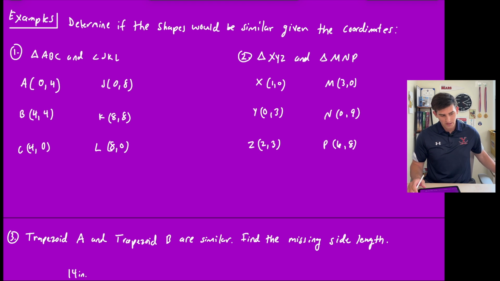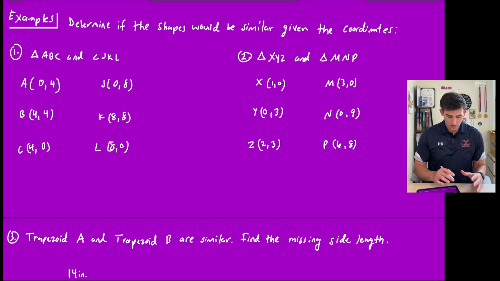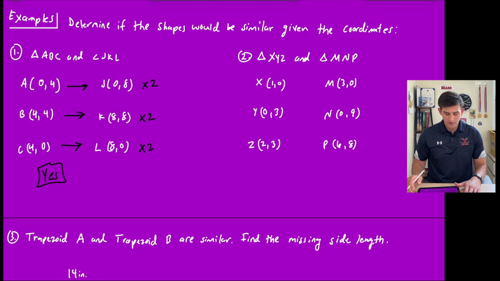We have triangle ABC and triangle JKL. Notice point A, we have 0, 4, and then we get 0, 8. So it looks like we are multiplying by 2 there. Let's see if that pattern holds. 4, 4 to 8, 8, that would be times 2. And then 4, 0 to 8, 0, also times 2. So we would say yes, for number 1, those two shapes would be similar because we can tell that their side lengths are proportional. We multiplied by a scale factor of 2.